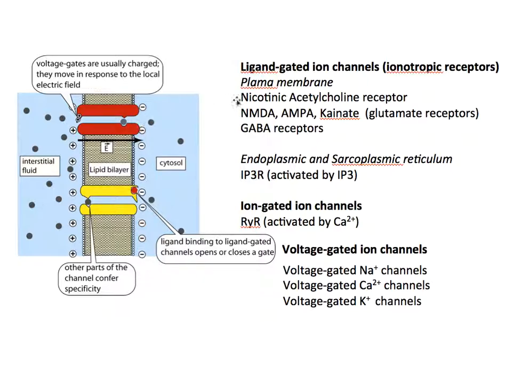Ligand gated ion channels, here are some examples. Nicotinic acetylcholine receptor, that is pretty much how your nerves talk to each other. And then you've got these other examples. I can't remember if I memorized these or not, but I don't think they were on the exam. And then you have ion gated ion channels. So these are activated, it says in the name, by an ion, and it lets ions in and out. And then you have voltage gated ion channels, and you'll have voltage gated sodium, calcium, and potassium channels.